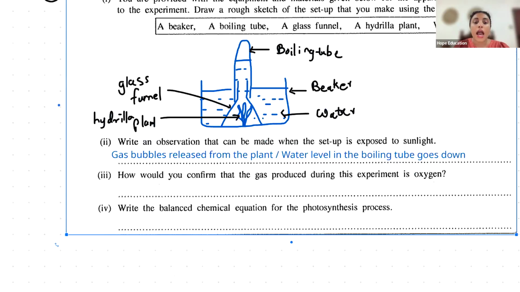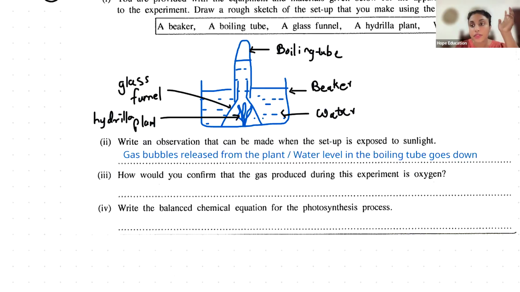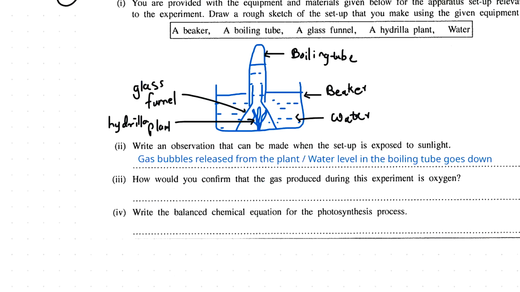Okay. How would you confirm that the gas produced during this experiment is oxygen? How do we check this, children? Just writing glowing splinter test is not enough. Look at the question here. That answer is correct, but it is not complete. The question says, how would you confirm that the gas produced is oxygen? How is the glowing splinter test done? That is not specific enough. You must say exactly what is done and how it happens.